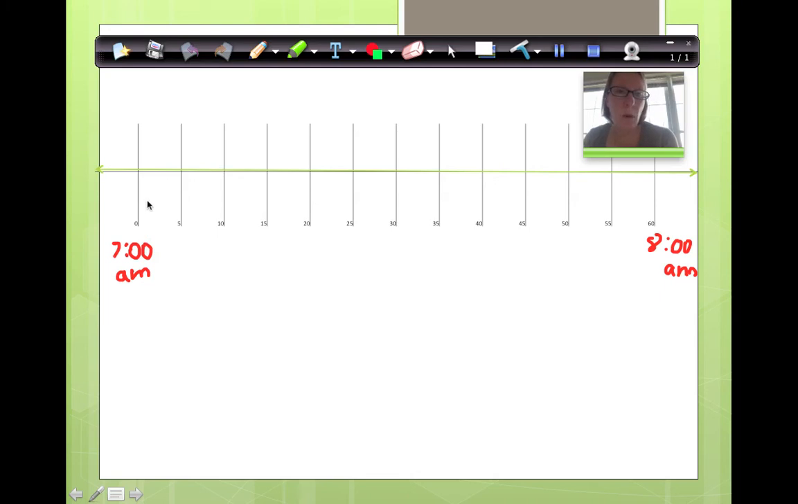Oh, I need to just not erase all this so I don't have to keep putting them in. 1, 2, 3, 4. 1, 2, 3, 4. Okay, I start at 7:12. Right here, 7:10, 7:11, 7:12. This is when I start exercising at 7:12.